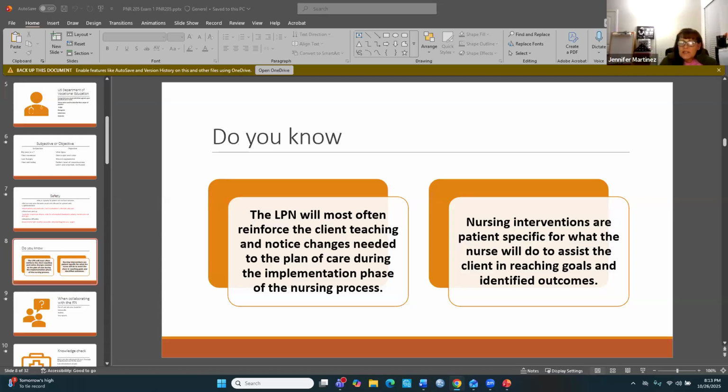Nursing interventions are patient specific, right? So nursing interventions are patient specific for what the nurse will do to assist the client in reaching their goals and identified outcomes. So whatever the goals are, short term, long term, those interventions are specific to the patient. Yes, there are generalized care plans out there with general interventions that could potentially apply, but we want to make sure that we customize it to meet our clients' specific needs.